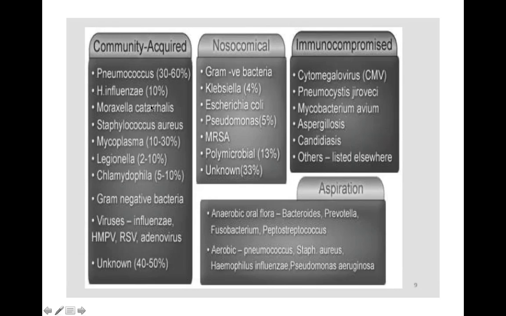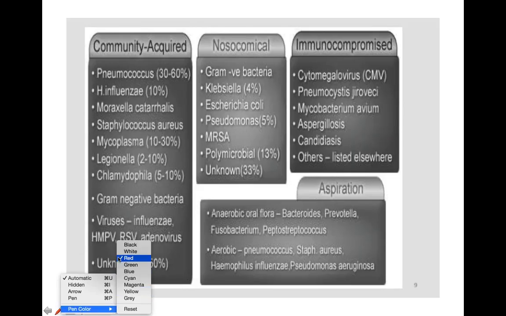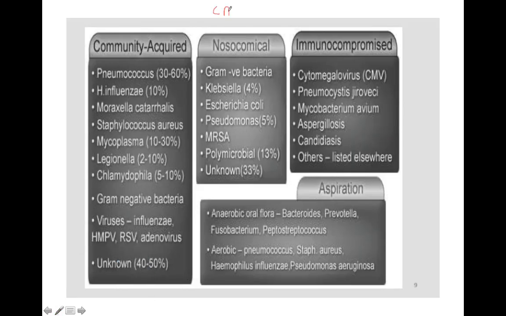And here are the causes. We are doing community acquired pneumonia. It is divided into typical and atypical. And we have other types of pneumonia also, nosocomial, which we get from hospitalization.